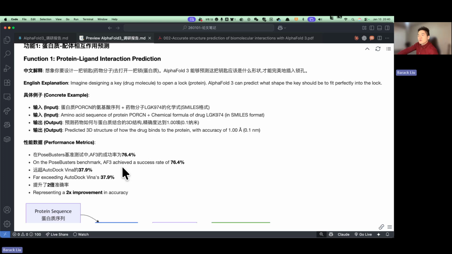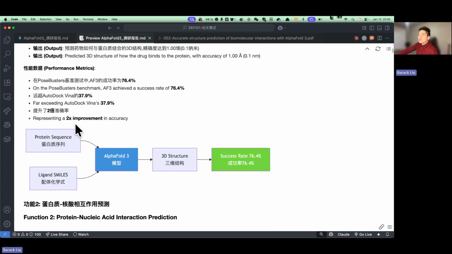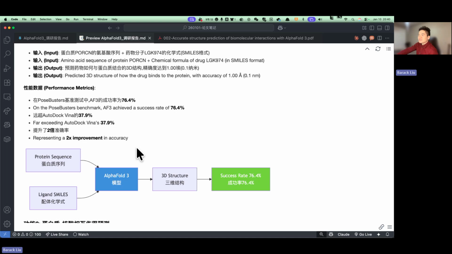Protein metrics. On the PoseBusters benchmark, AF3 achieved a success rate of 76%, far exceeding previous methods, representing a 2 times improvement in accuracy. That's insane. That's such a huge improvement.